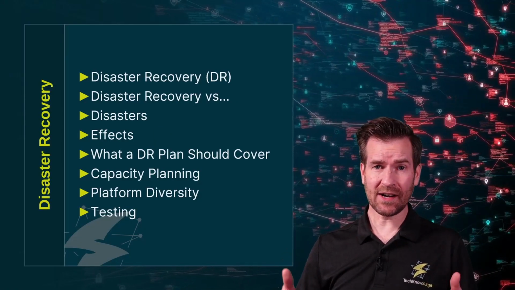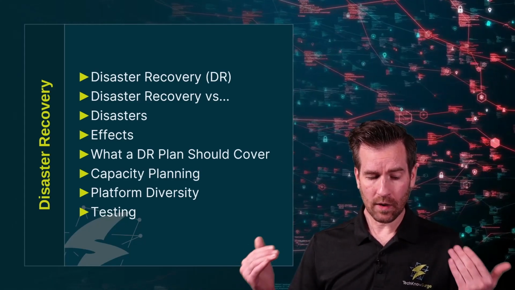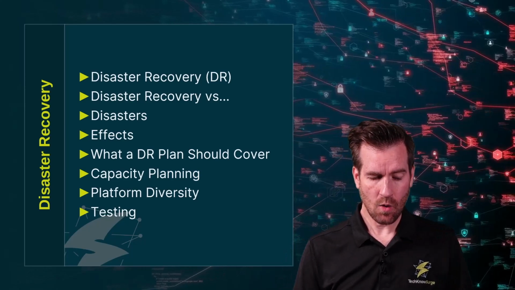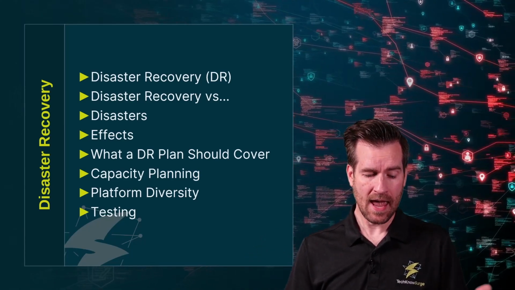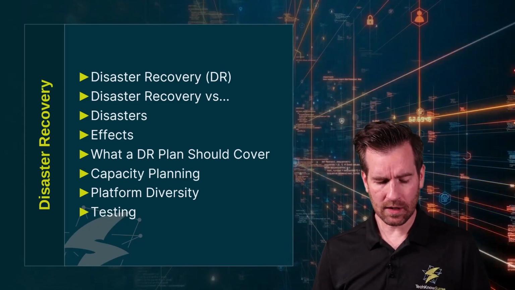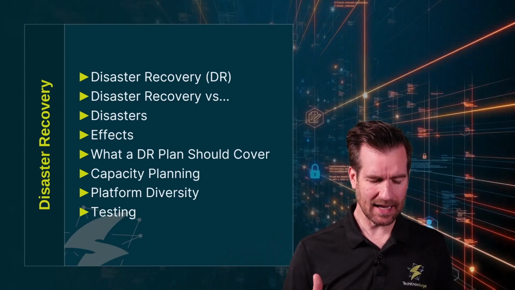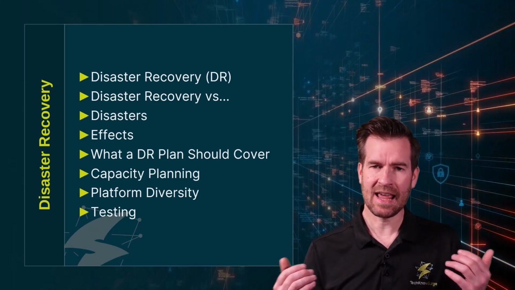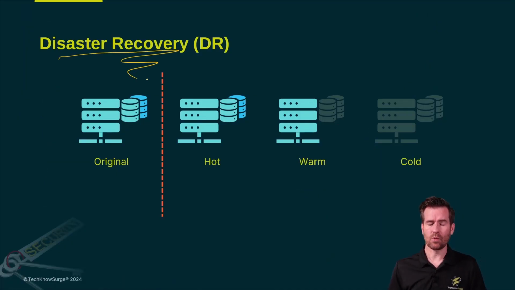In this video, we'll start out by talking about what disaster recovery is, also known as DR. We'll get into disaster recovery versus incident response. We'll talk about disasters and some of the disasters that could cause a problem, and then the effects of that. And then we'll get into what a DR plan should cover. We'll talk about capacity planning, get into platform diversity and the importance of platform diversity, and then we'll wrap things up talking about testing.